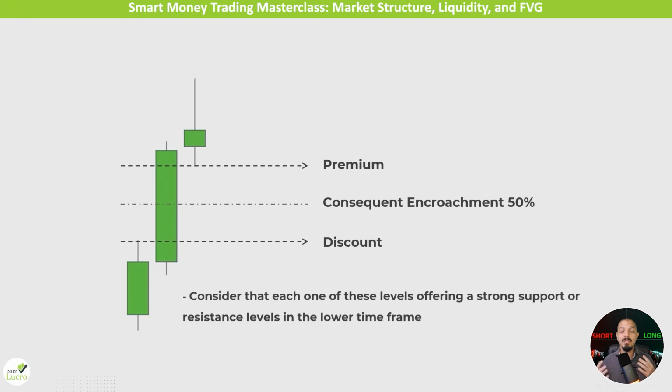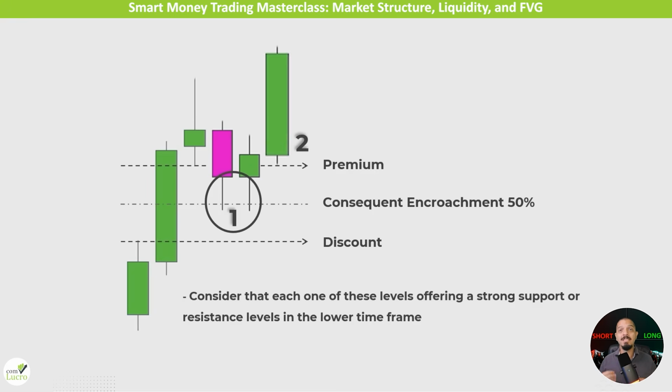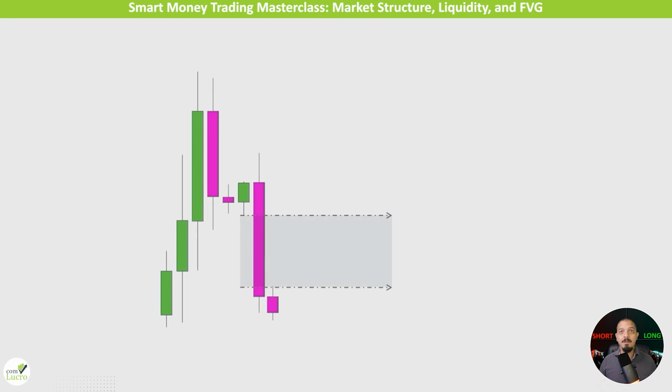This level frequently decides whether the imbalance will hold or fail. In practice, if price returns to the fair value gap and respects that midpoint, it often signals that the market intends to continue in the same direction. However, if price violates the consequent encroachment, for instance, pushing through the midpoint of a bearish CB fair value gap, that is a strong clue the market may continue moving higher, effectively invalidating the original imbalance.